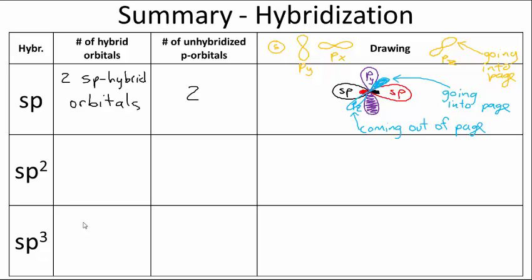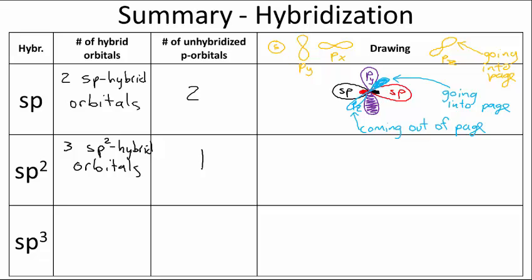All right, so that's sp hybridization. Then the next possibility is sp2 hybridization. In sp2 hybridization, we're taking the s and two of the p's. We're making three sp2 hybrid orbitals. And we leave one unhybridized p orbital behind. In each case, there's going to be a total of four orbitals.